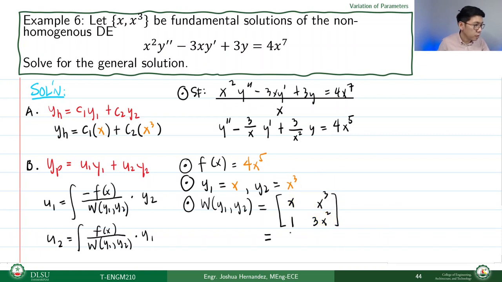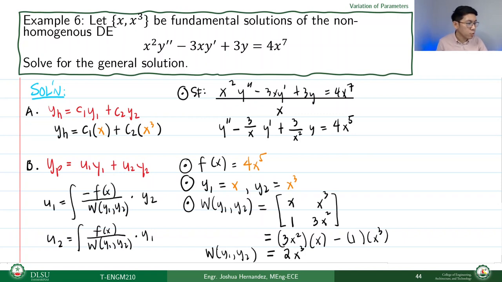Therefore, this will become 3x squared multiplied by x, minus 1 times x cubed. This results to 3x cubed minus x cubed, which is 2x cubed. So that is our Wronskian of y sub 1 and y sub 2. Now our ingredients are almost complete, so we can substitute them into the solution or formula that we derived for u sub 1 and u sub 2. Let's now solve for u sub 1 and u sub 2.